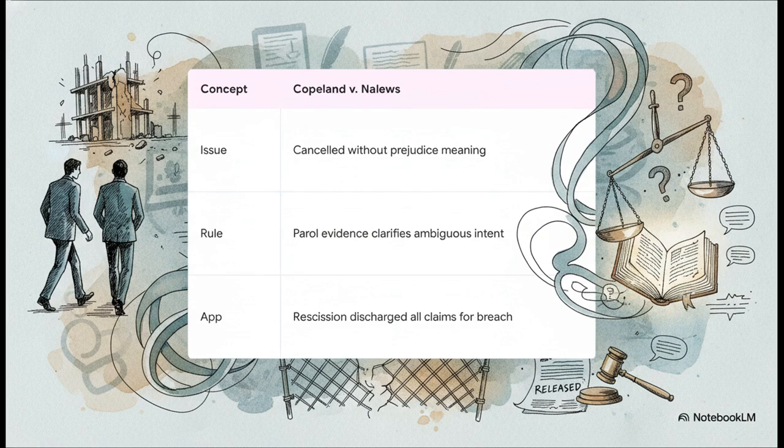Well, the plaintiff later sued for breach, but the court actually allowed parol evidence, extrinsic evidence outside the four corners of the contract, to interpret what without prejudice actually meant to these specific laypeople. Because the evidence showed the defendant reasonably believed they were being released from all liability, and the plaintiff knew this, the mutual rescission effectively discharged all past claims for breach.